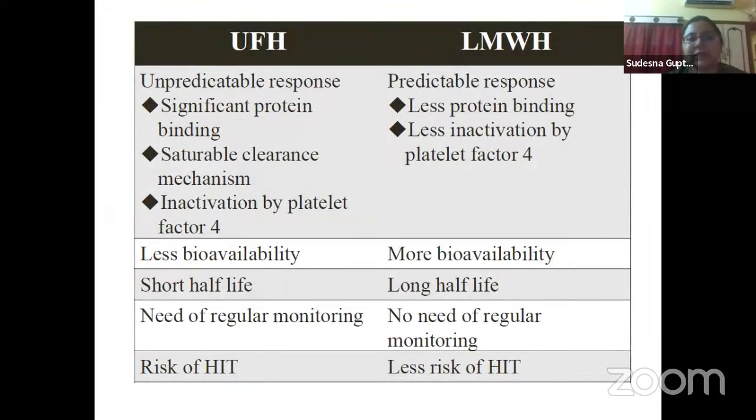If I compare unfractionated and low molecular weight heparin, the most significant advantage of low molecular weight heparin is its predictable response, whereas in the case of unfractionated heparin, there is significant protein binding and inactivation by platelet factor 4, so it gives an unpredictable response. Another is more bioavailability of low molecular weight heparin. They have a longer half-life, so they are pretty suitable in intensive care units, and they don't need regular monitoring. Also, importantly, the risk of heparin-induced thrombocytopenia is significantly less if I use LMWH.